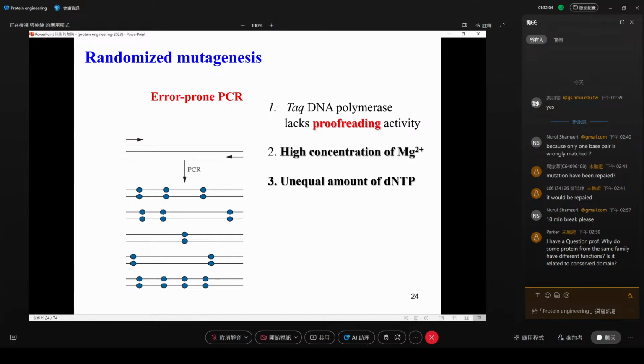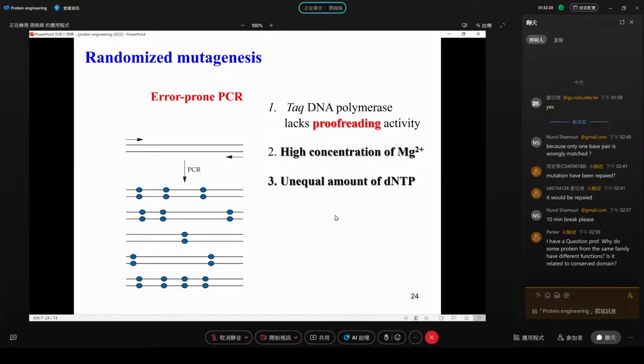Usually, I would use the commercial buffer. You just add your template and your primer and the Taq will be enough. So we want to make sure the commercial buffer has the correct formula. They usually will give you a suitable concentration of the magnesium chloride and an equal amount of the dNTP.